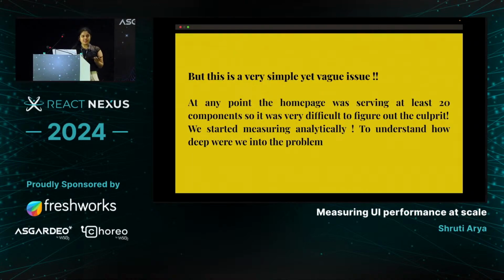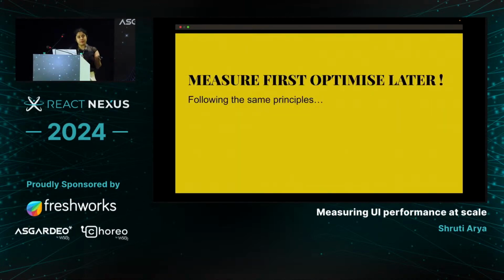Now, the issue was very simple, yet it was very, very vague. At any point, the home page was rendering approximately 15 to 20 components, and it was very, very difficult to figure out who was the exact culprit. Which component was actually causing this delay? So we started measuring everything analytically to understand how deep we were into this problem. And as Apurva also mentioned yesterday, measure first and optimize later.